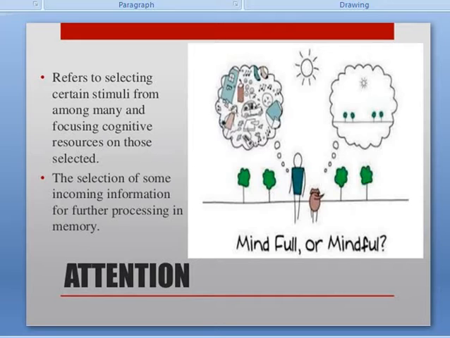And concentration refers to focusing of awareness on certain specific objects while excluding others for the moment. For example, in a classroom, a student concentrates on a teacher's lecture and ignores all sorts of noises coming from different corners of the school.